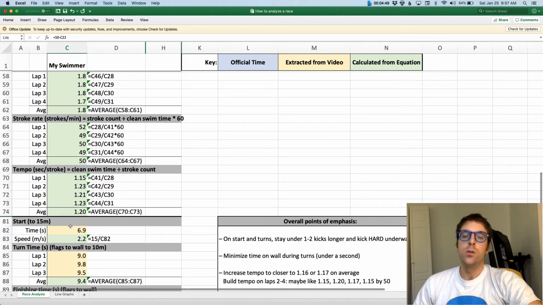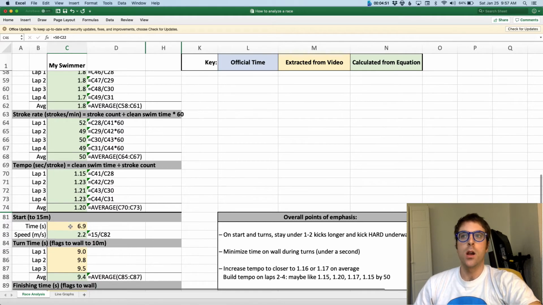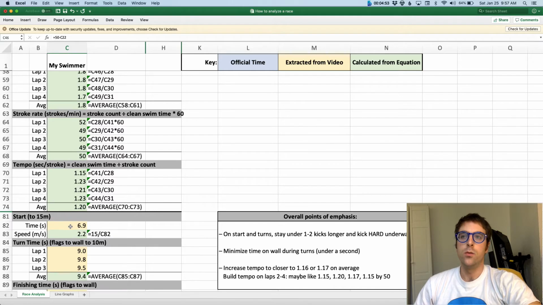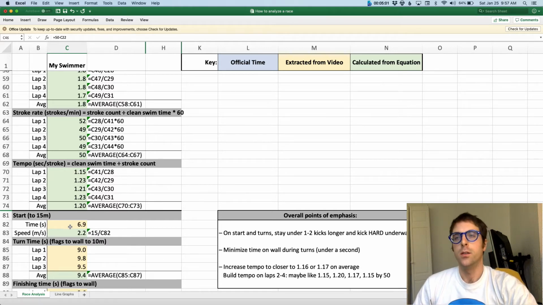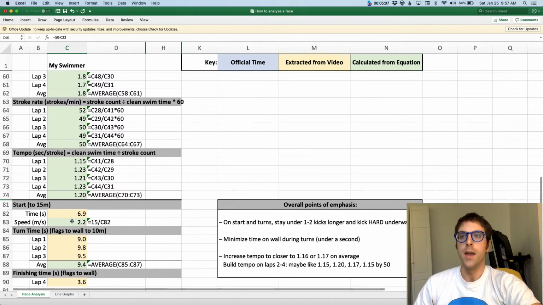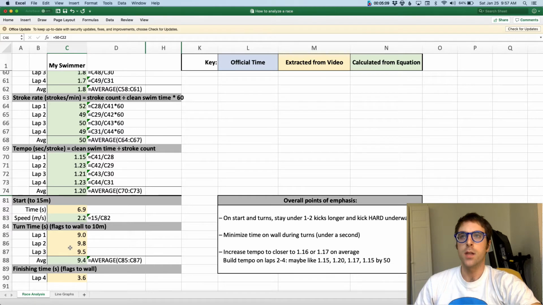Another way to analyze the start and the turns is to look at the time to 15 meters and the time from the flags to the wall to the 10 meter for turns. So that's just an alternative to looking at just the underwater and the breakout. And so I did that here and calculated those times.